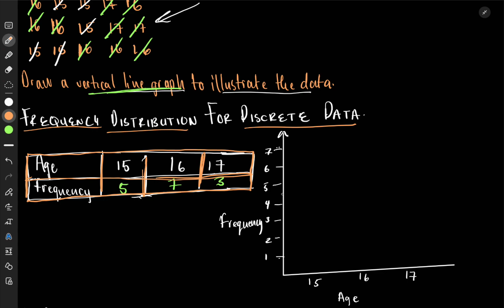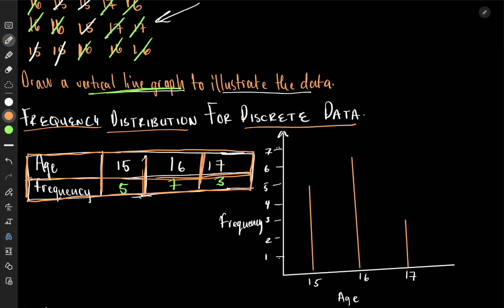How many do we have for 15? 5. So we just draw a line that goes all the way up to 5. Okay, it should be straight. So I'm going to do this for 15. Then for 16, slanted too much. Should do this. Then for 16, it goes up to 7. So I go all the way to 7. Okay. Then 17 goes up to 3. So I just go to 3 and I stop.